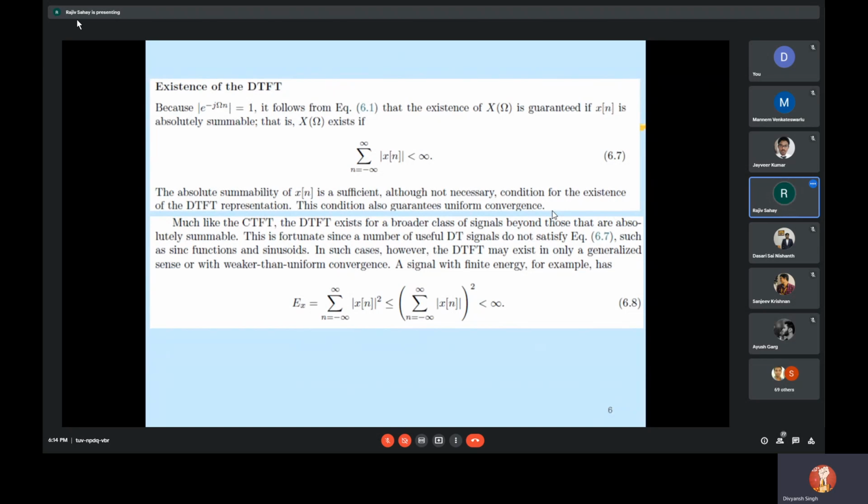But the idea of uniform convergence is that this f_n of x will be lying between two bounds. One is f of x plus epsilon and the other f of x minus epsilon. So there will be two bounds or two curves above and below the f of x function, between which the f_n of x function will lie. So this idea is called uniform convergence. You can prove that if a function is absolutely summable, then it exhibits uniform convergence.